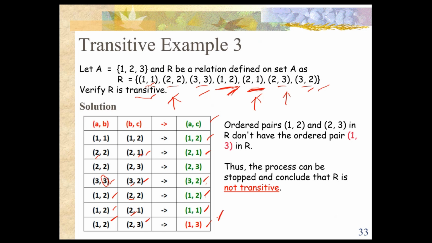So the moment you find one instance or one row where it is not transitive, we can stop. We can stop and we can say that R is not transitive. The moment we find one instance where it is not transitive, we can stop. We don't have to proceed. But to prove that it's transitive, we have to keep on testing until all are tested.